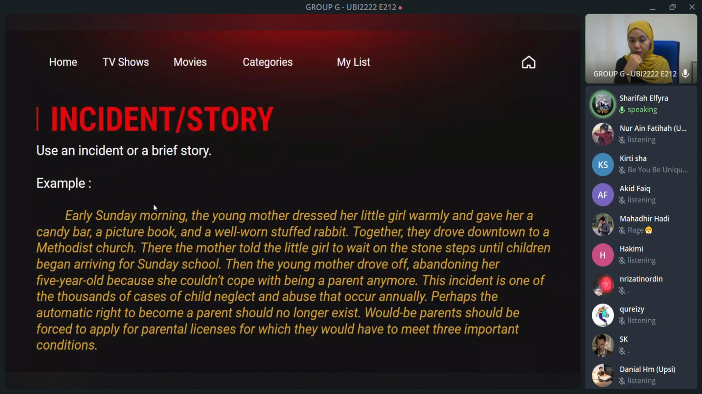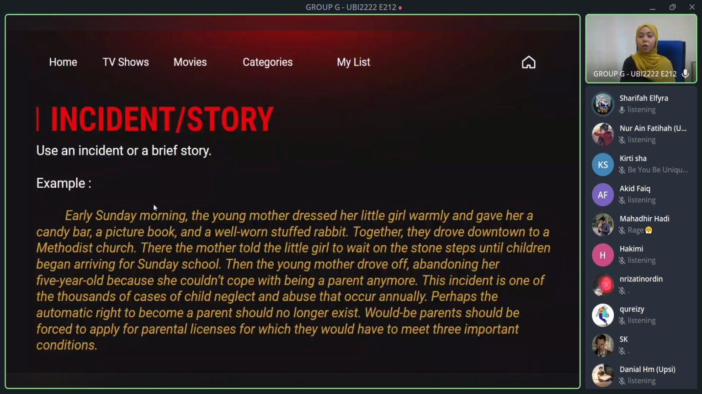This incident is one of the thousands of cases of child neglect and abuse that occur annually. Perhaps the automatic right to become a parent should no longer exist. Would-be parents should be forced to apply for parental licenses for which they would have to meet three important conditions. Right. Thank you so much.